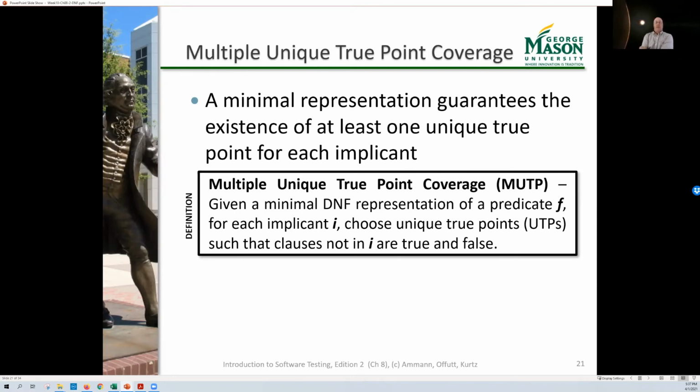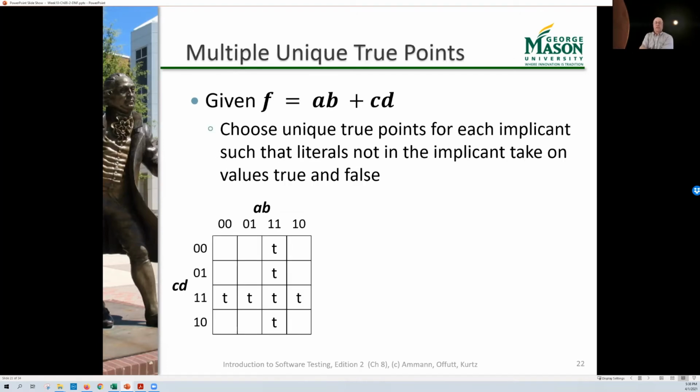We first want to have a minimal representation of our predicate, and a minimal representation guarantees that there's at least one unique true point for each implicant. Because if there were no unique true points for an implicant, then it's not a prime implicant and it can be simplified further. So in multiple unique true point coverage, we have a requirement that for each implicant in the predicate, we want to choose unique true points so that the clauses not in the implicant are true and false. So let's take a look at that.